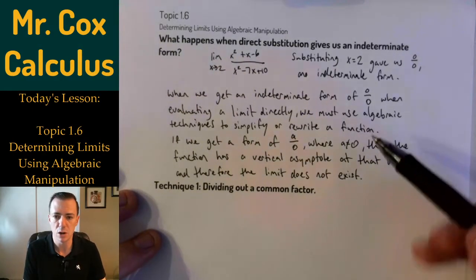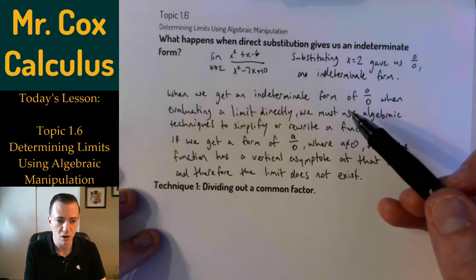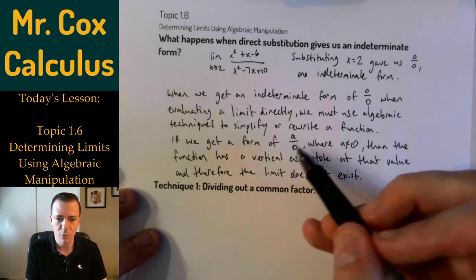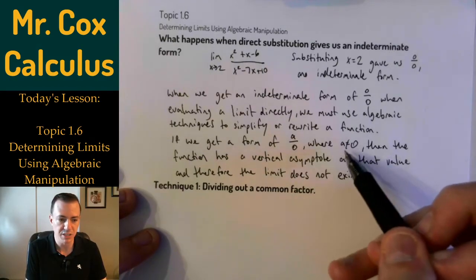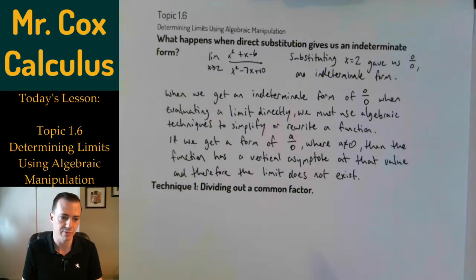So what we need to know now, if we get 0 divided by 0, which is this indeterminate form, then we need to try something algebraic. If we get a divided by 0, which is any number not 0 divided by 0, that tells us we have a vertical asymptote.